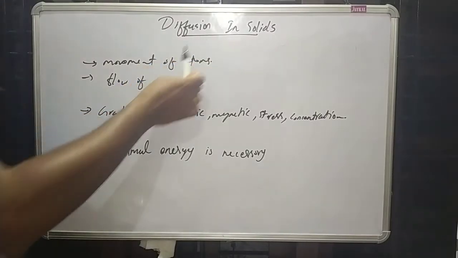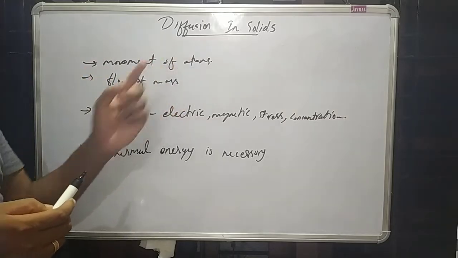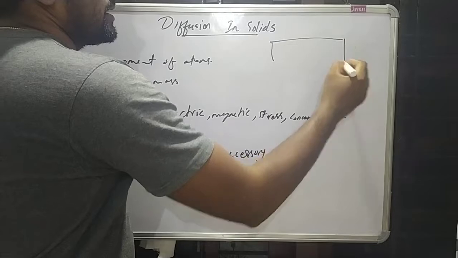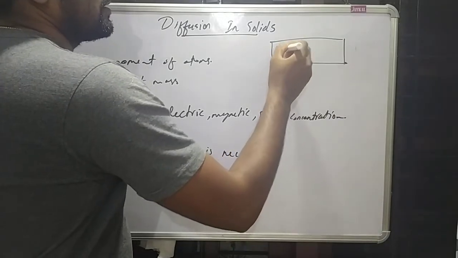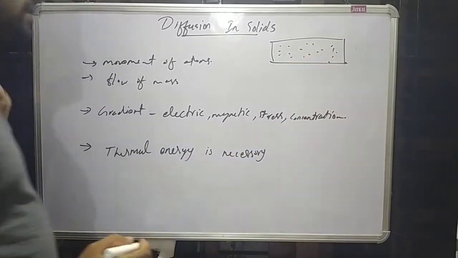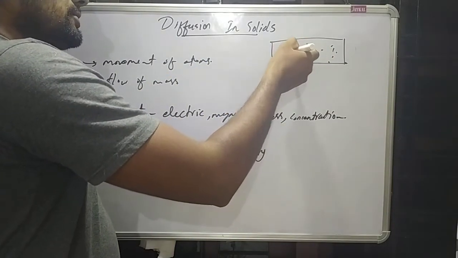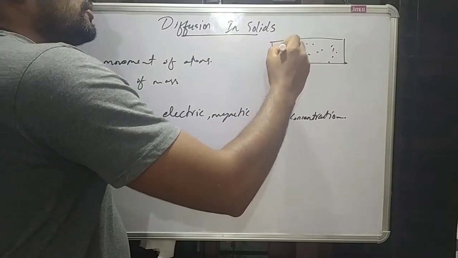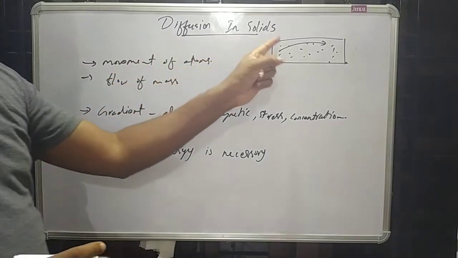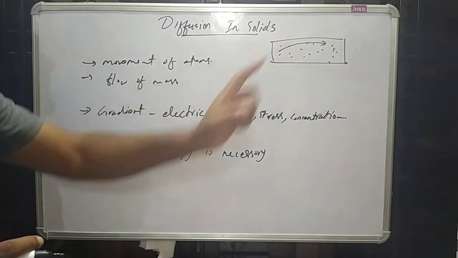Let us discuss diffusion in solids. Diffusion refers to the movement of atoms. Let us consider a solid bar constituted by many atoms. The movement of atoms means, relative to their neighbors, the atoms move from their initial position to some other positions. When the atoms move from one position to another, a flow of mass happens.